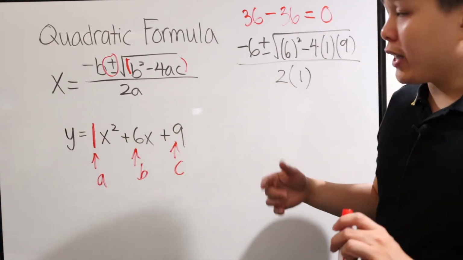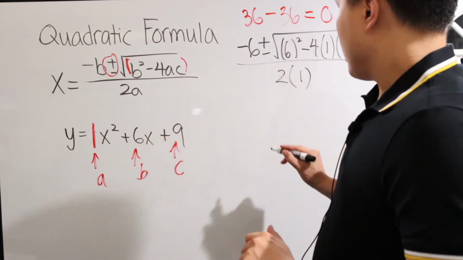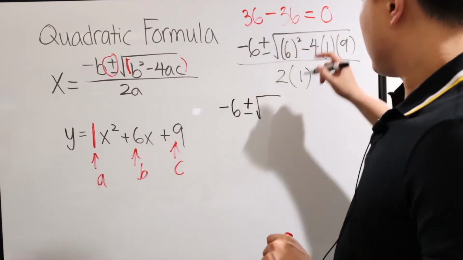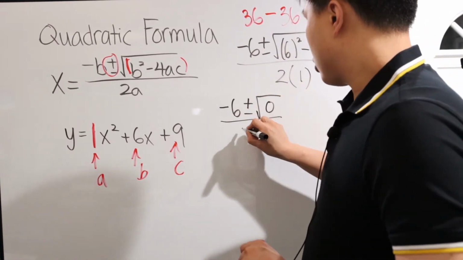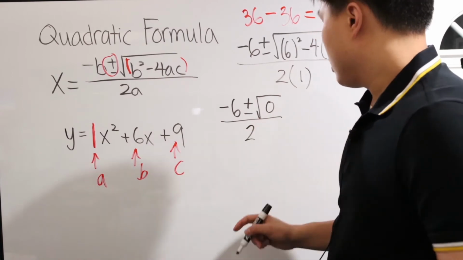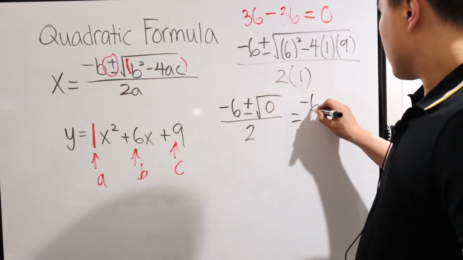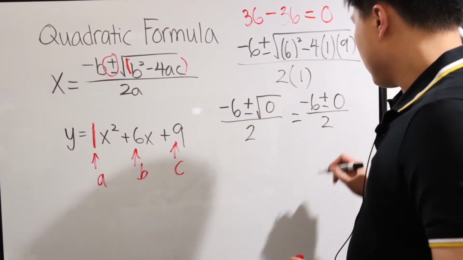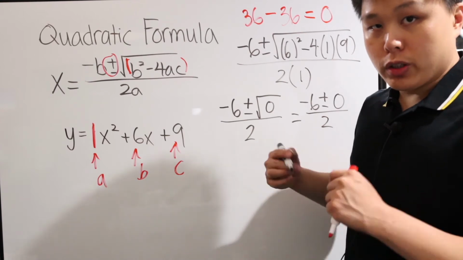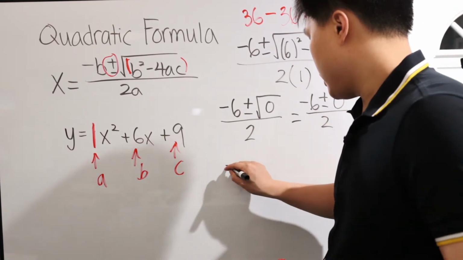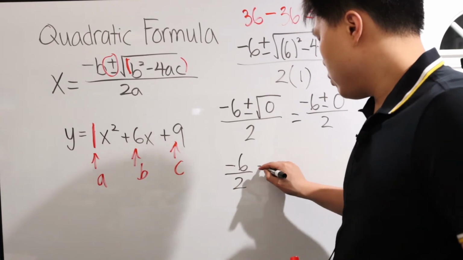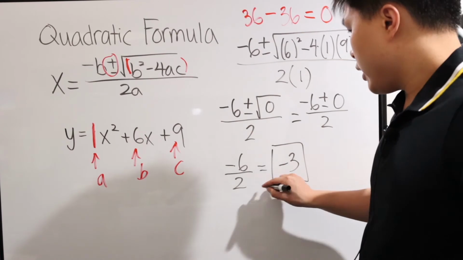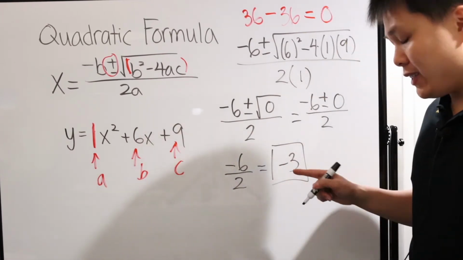And of course, we can figure out what that is. Well, in this case, let's just solve it. We have negative 6 plus or minus the square root, and we figured out it's 0, all over 2 times 1, which is just 2. That's the same as negative 6 plus or minus square root of 0, all over 2. If you add 0, it doesn't matter. Subtract 0, it doesn't matter. So this thing is technically just negative 6 over 2, which simplifies to negative 3. So for this quadratic equation, there's only 1 x-intercept, and it's negative 3.